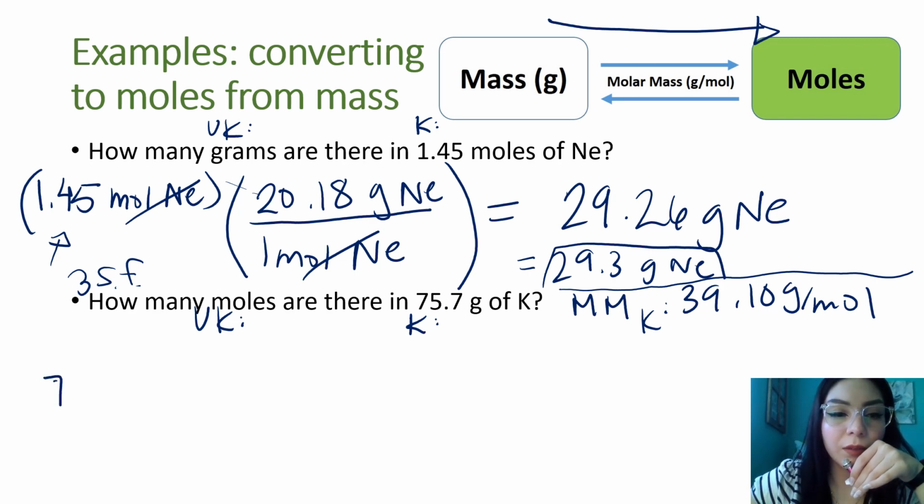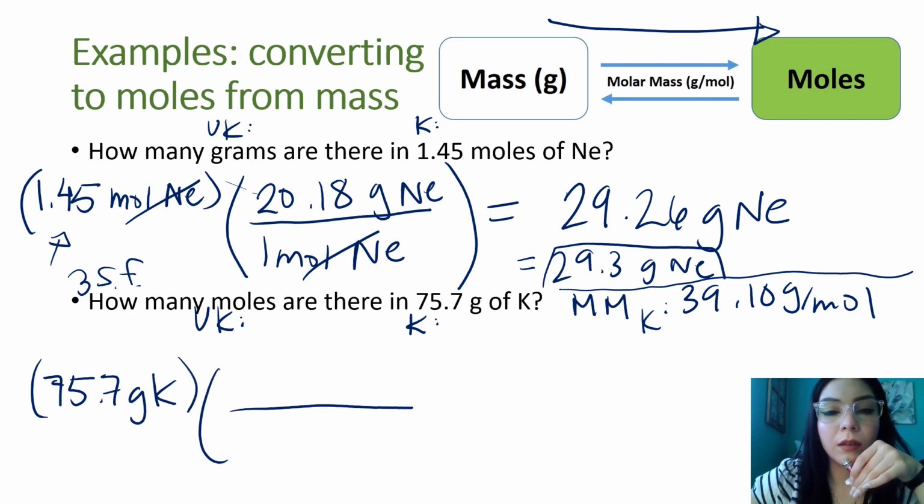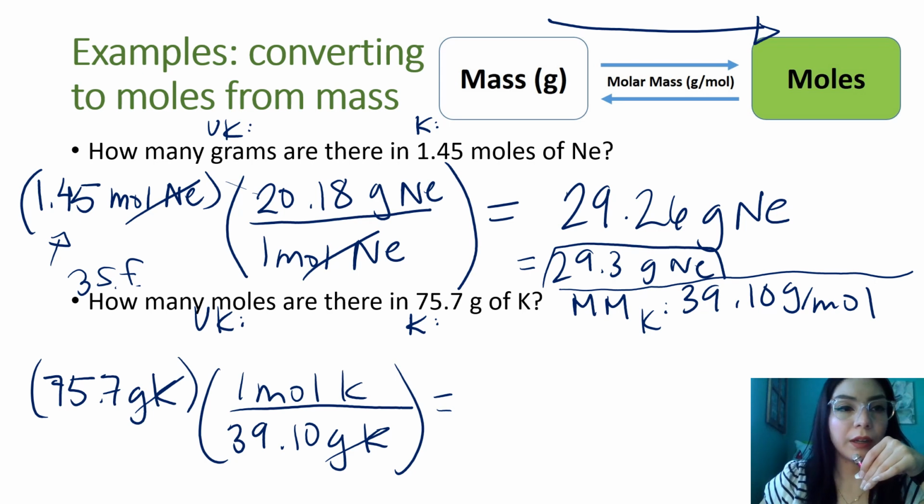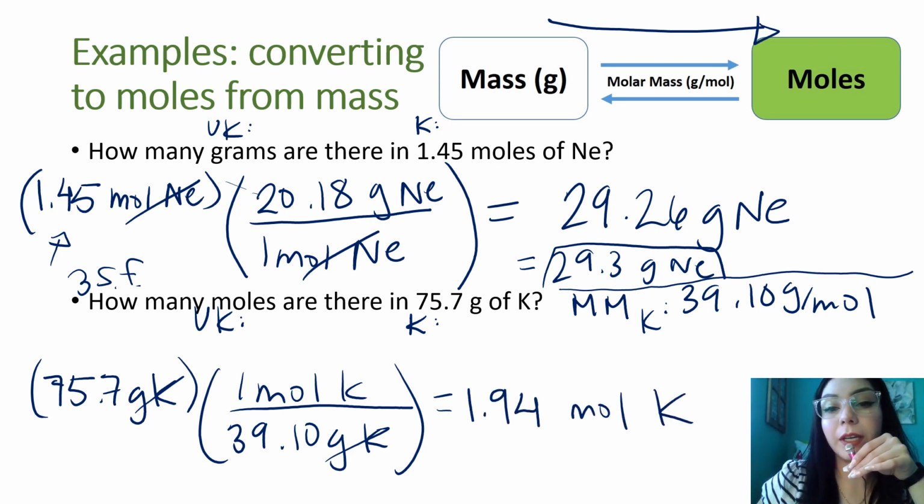We are starting off with 75.7 grams K. And then the way that we're going to set it up is the grams is going to go at the bottom. And this is equal to 1 mole of K. And then this cancels out, so we just have to calculate it out. So then we end up getting 1.94 moles of K.